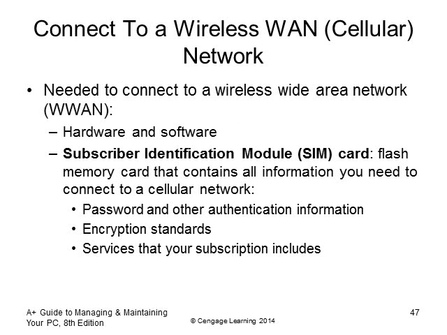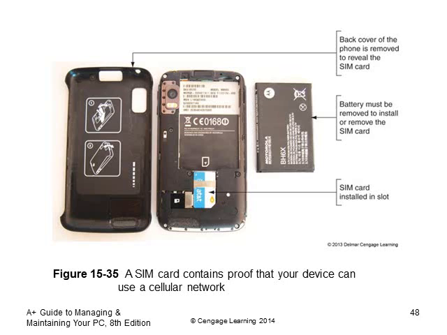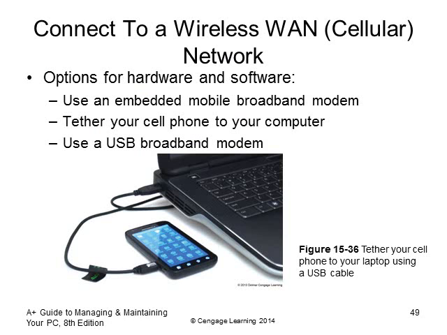What's needed to connect to a wireless wide area network, WWAN? Hardware and software. A SIM card, subscriber identification module. That's a flash memory card that contains the information you need to connect to a cellular network: password and authentication information, encryption standards, and services that your subscription includes. Here they're showing you the back of a cell phone, a little bit of an old cell phone, and they're pointing to the SIM card that is installed in the slot.